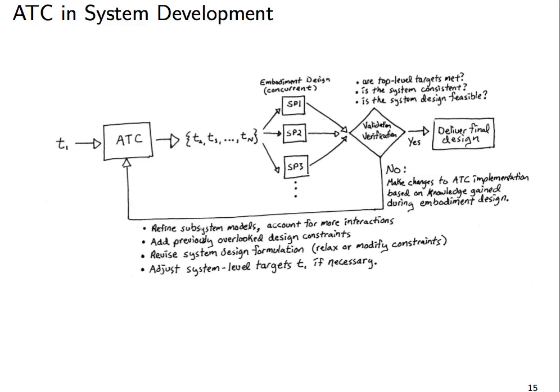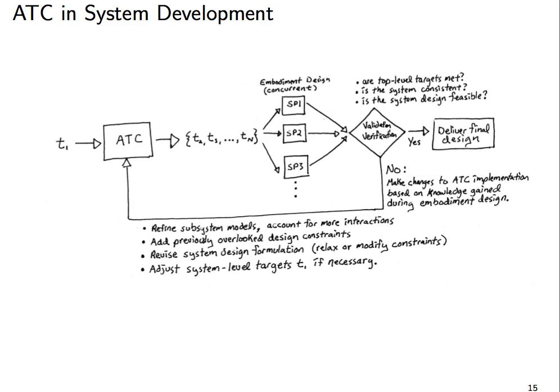This is checked during a system validation step, where engineers determine if the combined system design is feasible, consistent, and meets system targets. If this is not the case, if the validation step fails, the process then needs to be repeated with an improved ATC model. Results from the last ATC solution, combined with experience from subsystem embodiment design and system validation, can inform modifications to the ATC model. For example, if some important constraints were overlooked in the ATC model, they might be identified during one of the subsystem designs.